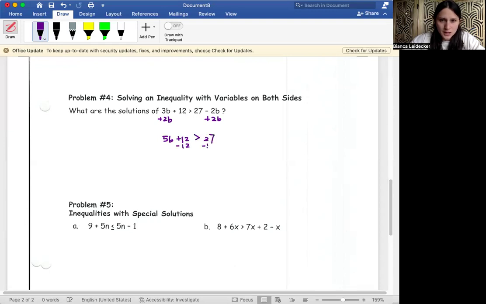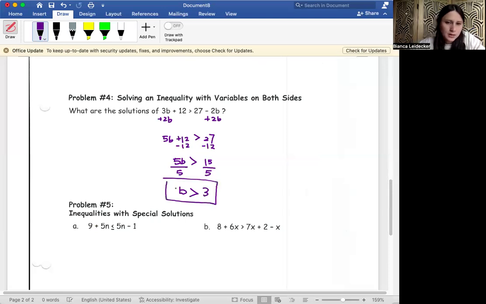Subtract 12 on both sides. I'm left with 5b is greater than 15. Divide by 5 on both sides. I don't have to flip my inequality because the 5 is a positive. 15 divided by 5 is 3. B is greater than 3.